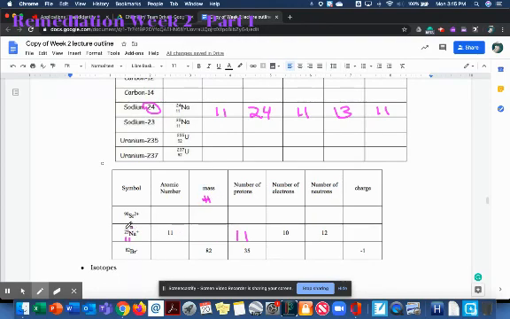The mass number is always that top number, so in this case it's 23. Right. And the number of neutrons is always the mass number minus the atomic number. So 23 minus 11 gives us 12 neutrons.